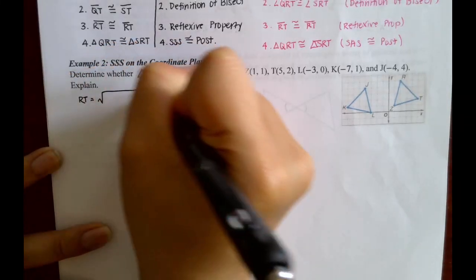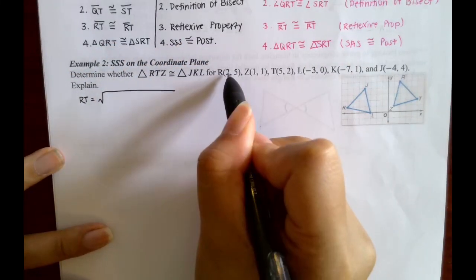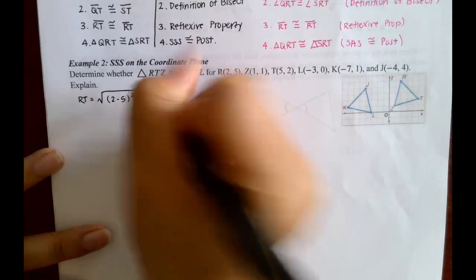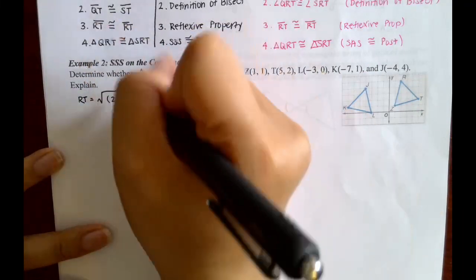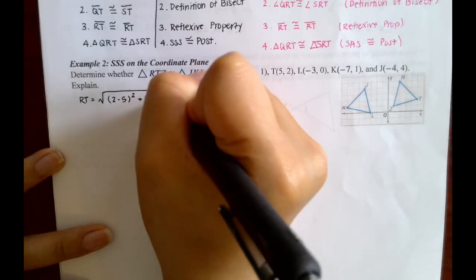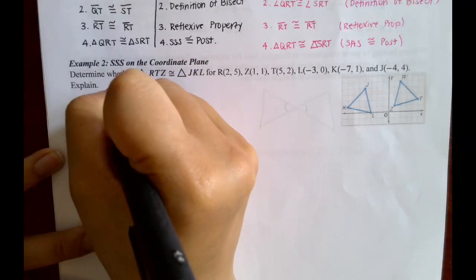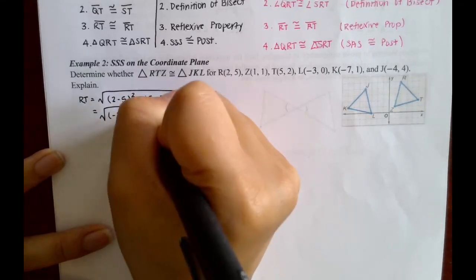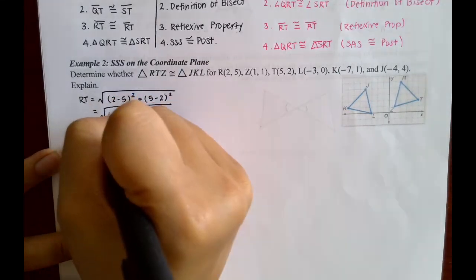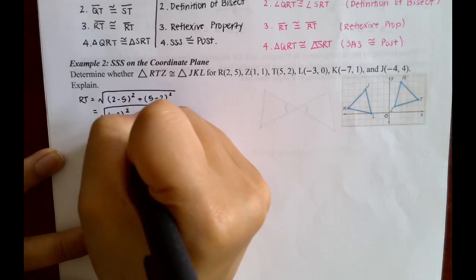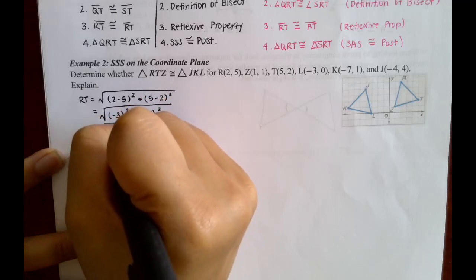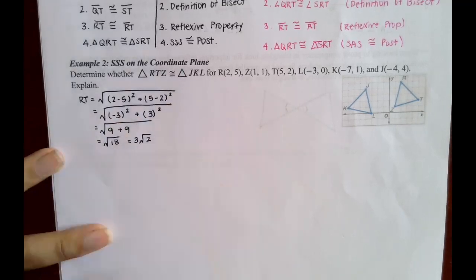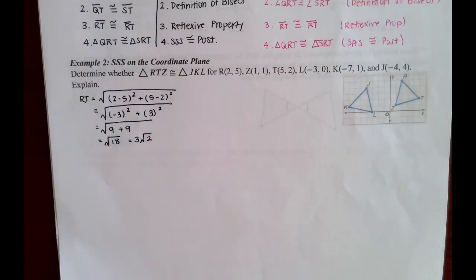So, the distance formula: 2 minus 5 squared plus 5 minus 2 squared. Okay. 2 minus 5 is negative 3. 5 minus 2 is positive 3. Negative 3 squared is 9. 3 squared is also 9, so this becomes the square root of 18, which is 3 square root of 2. Okay, so this is just a reminder of the distance formula.